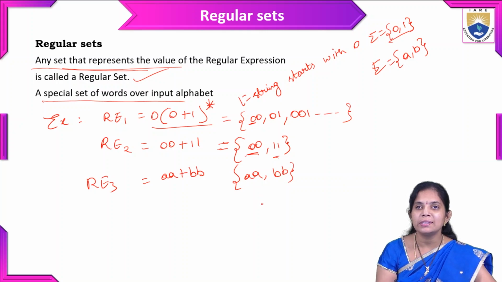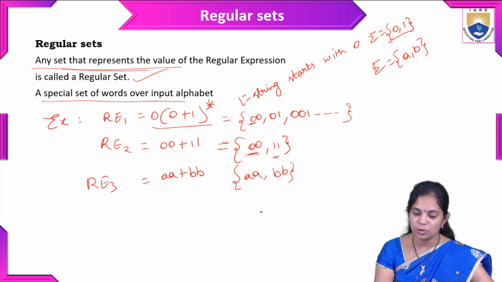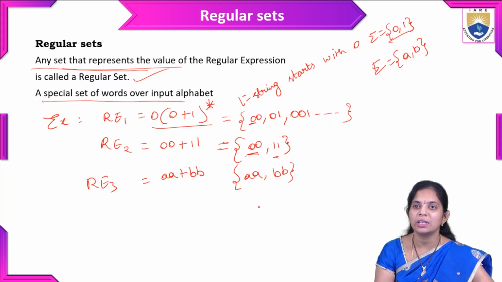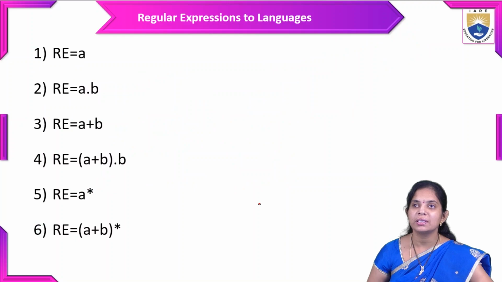So the regular set is nothing but any set that represents the value of the regular expression. Any set that represents the value of the regular expression is called a regular set. It is a special set of words over the input alphabet. So this is about the regular set, and a regular expression is a declarative way to express the input string.